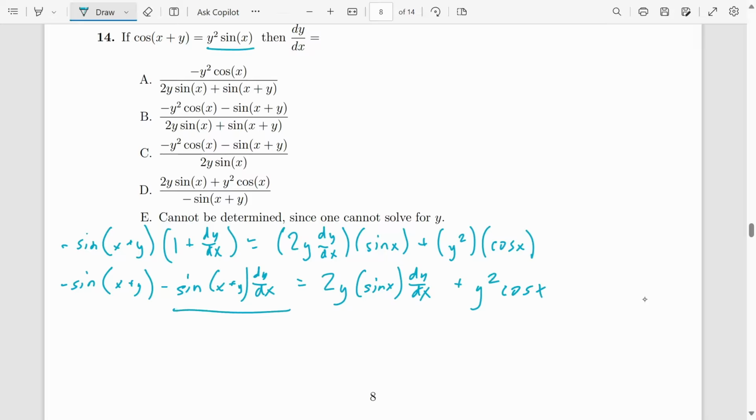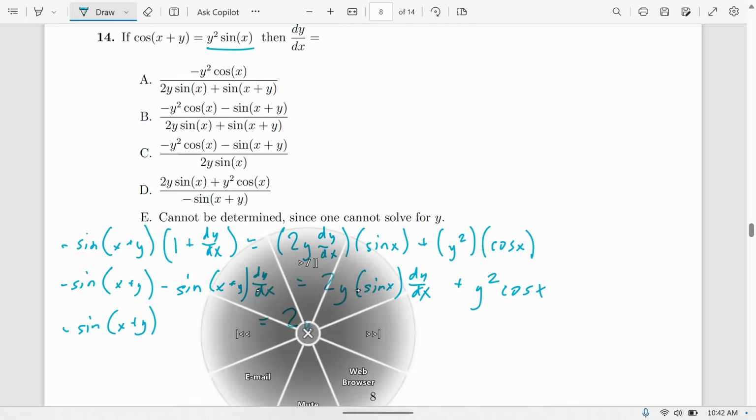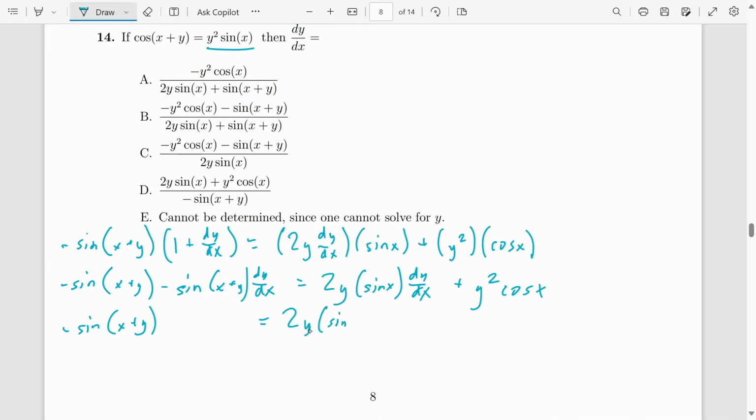Let's add sine of x plus y times dy over dx to both sides. So let's do negative sine of x plus y equals 2y sine x dy over dx, plus sine of x plus y dy over dx. Now let's subtract y squared cosine x from both sides. So this part over here gets canceled. And on the left side, we've got minus y squared cosine x. That's why I left that little gap there.